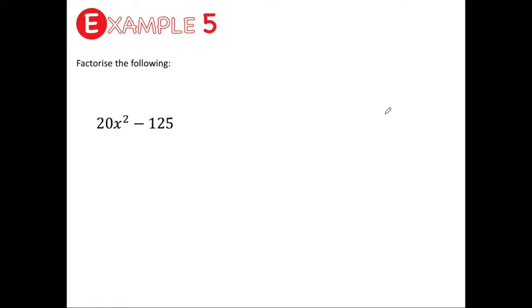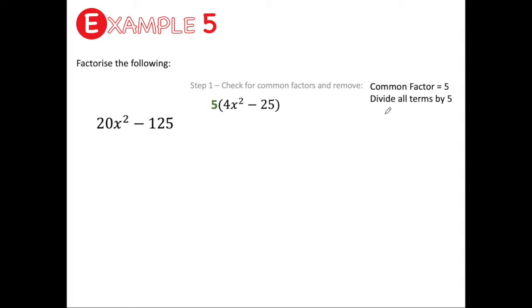So having a look at a fifth example, this time we want to factorize 20x squared minus 125. So having a look for a common factor, and I've got a common factor of 5. So my expression can be changed into 4x squared minus 25 because I've divided both terms by 5. And then that sits inside my bracket, and then the 5 sits outside of the bracket.